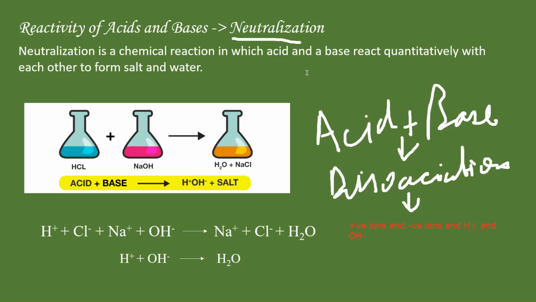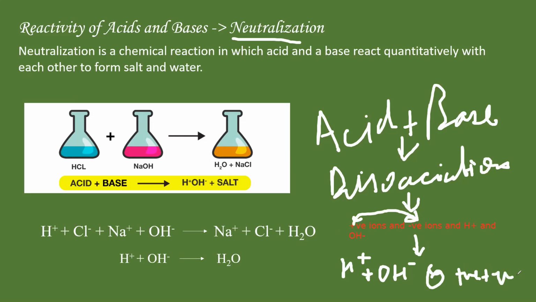And because we get this, the next step is nothing but H plus and OH minus combine. H plus and OH minus, they combine. And the positive and the negative ions we have got over here, they combine together. Positive and negative combine together. So this becomes neutral and this becomes water. Okay. So that's why we get H2O plus salt when we mix acid and base. So this is basically a 4-step process.